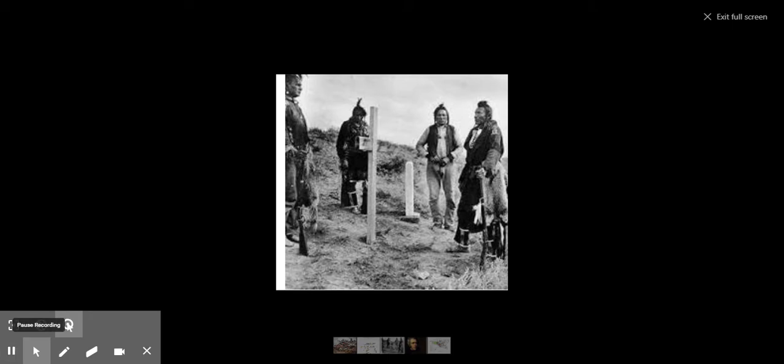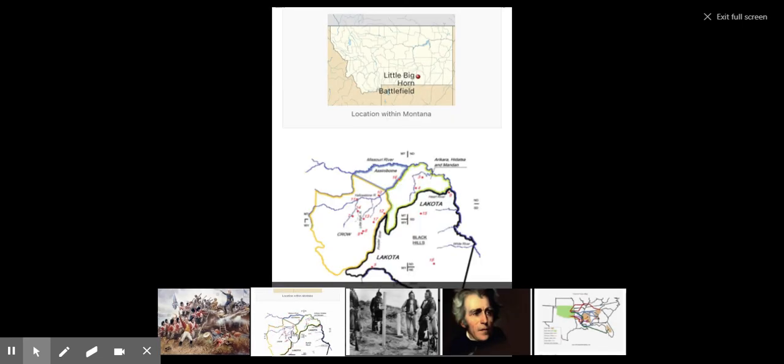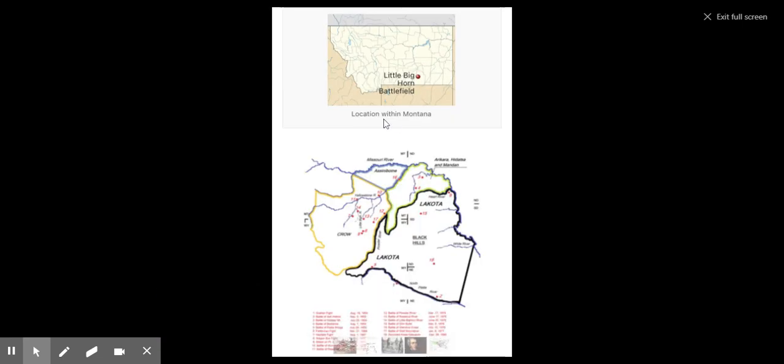In 1868, the United States government signed a treaty with the Lakota people, guaranteeing the Lakota a portion of the land in South Dakota, including the Black Hills. However, a few years later, gold was discovered in that region.